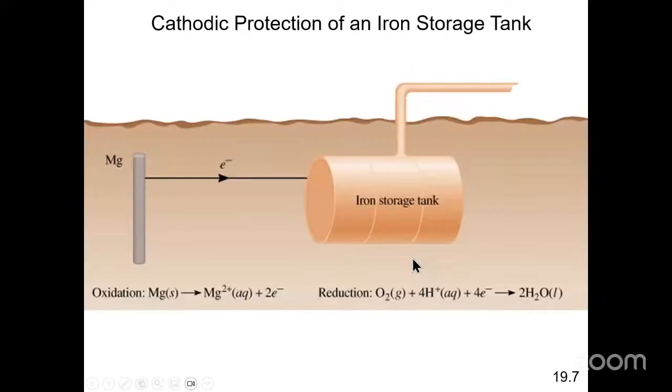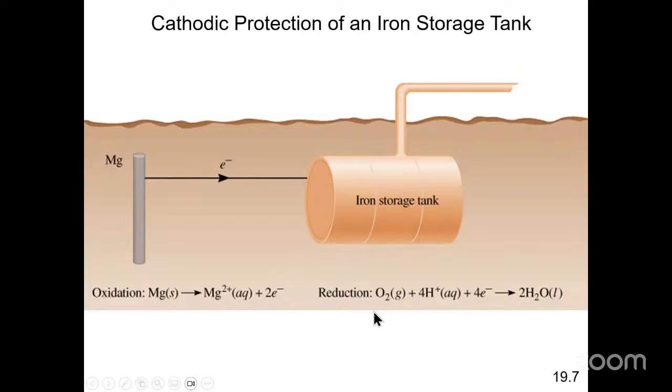Now, with that in mind, there's another application where we can actually protect objects that are made up of iron from rusting. And we do this by using what is called a sacrificial metal, a metal that is more likely to undergo oxidation compared to iron, right? So what happens is that you take a piece of magnesium, which is a sacrificial metal, and you connect it by electrical wires to your iron, in this case, a storage tank, right?